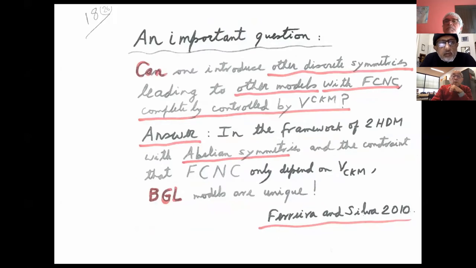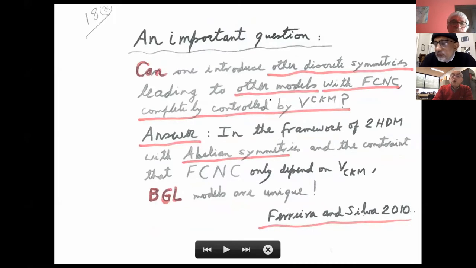And this is a question that I already mentioned. Can one introduce other discrete symmetries leading to other models where the flavor changing neutral currents are completely controlled by VCKM? And the answer is no. In the framework of two Higgs doublet models with abelian symmetries, if you require that flavor changing neutral currents only depend on VCKM, BGL models are unique. This was proved by Ferreira and Silva, two of my colleagues in Lisbon some time ago.